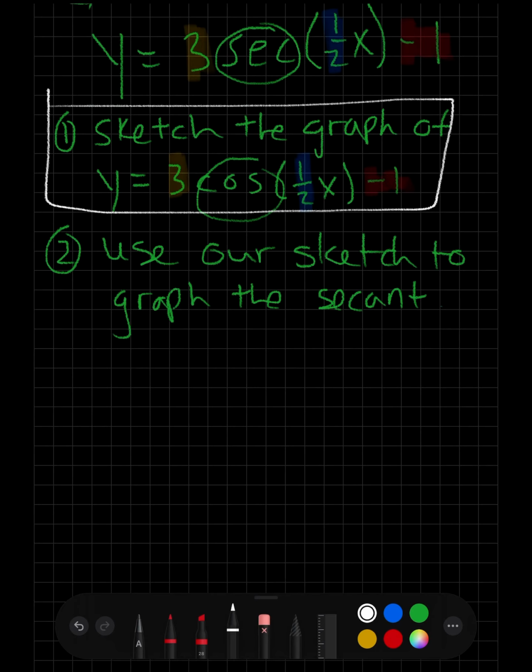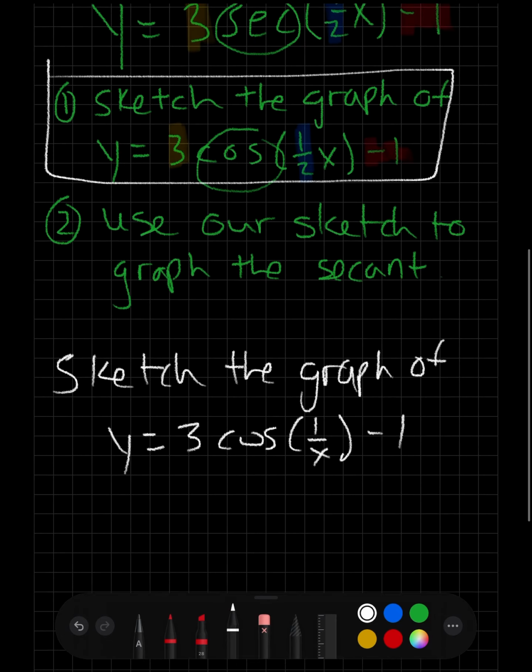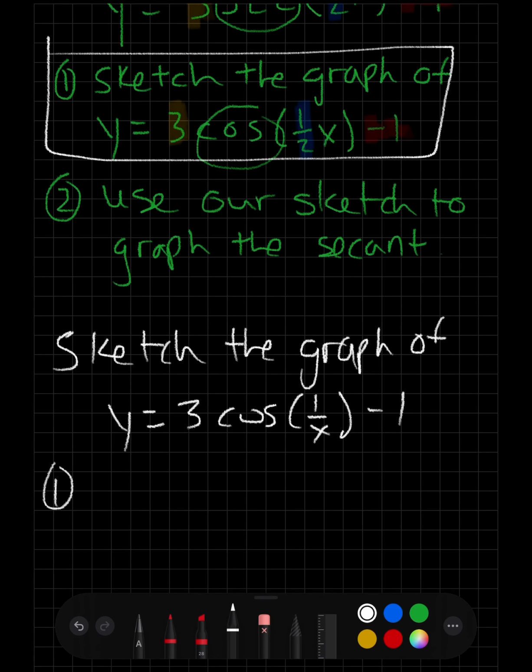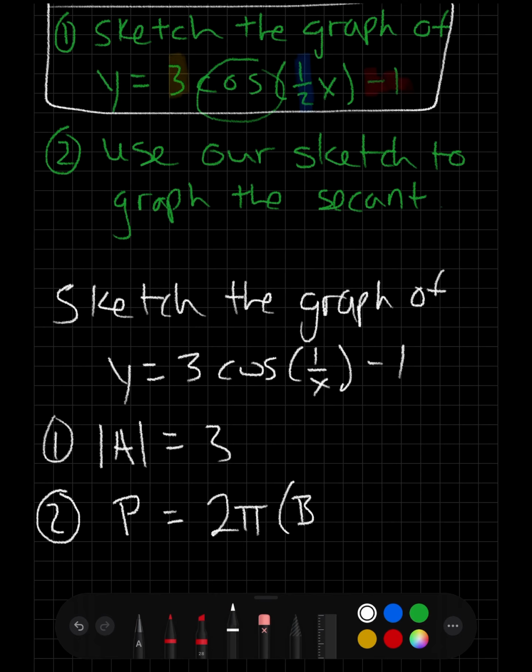Step 1 is we're going to look at this cosine graph. We're going to sketch the graph of that cosine, 3 cosine of 1 over x minus 1. And to do that, our first step is to identify that our A is equal to 3. This is going to tell us the distance of the midline here. The next thing is we're going to figure out our period, which is equal to 2 pi times the absolute value of B.